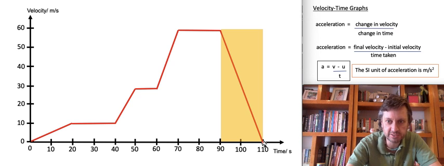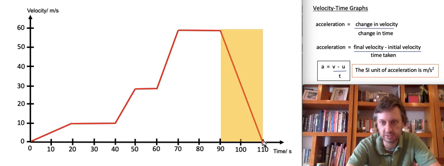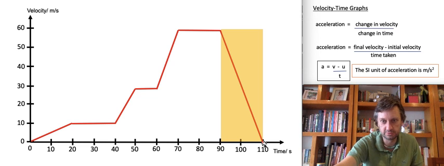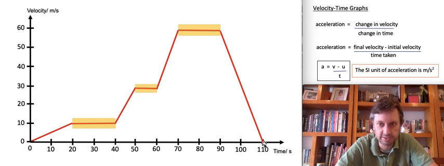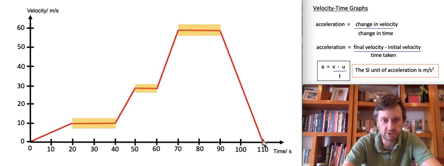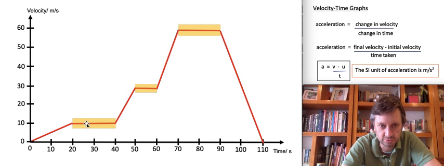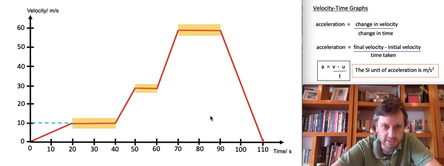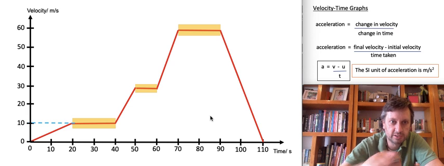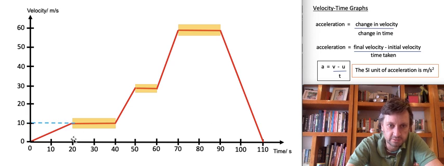Okay, that's the basics of the graph. I hope it makes sense. Let's look a little more carefully at the numbers that we can get from this graph. I think the easiest thing to look at first is those horizontal lines, which I already said represent constant speed. So this first one, I can see that that's a constant speed of 10 meters per second for 20 seconds.